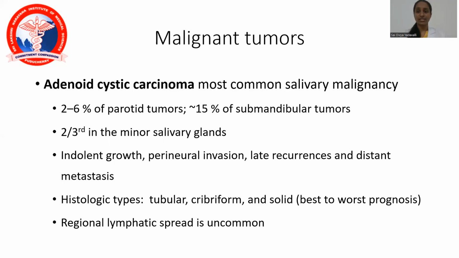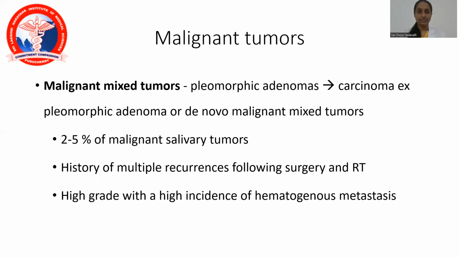There are various histological types of adenoid cystic carcinoma. These include tubular, cribriform, and solid. The histological type decides the prognosis of these tumors, with tubular having the best prognosis and solid having the worst prognosis. Regional lymphatic spread in these tumors is uncommon.